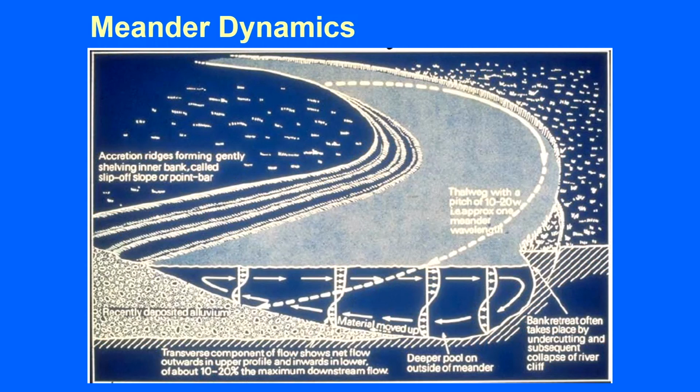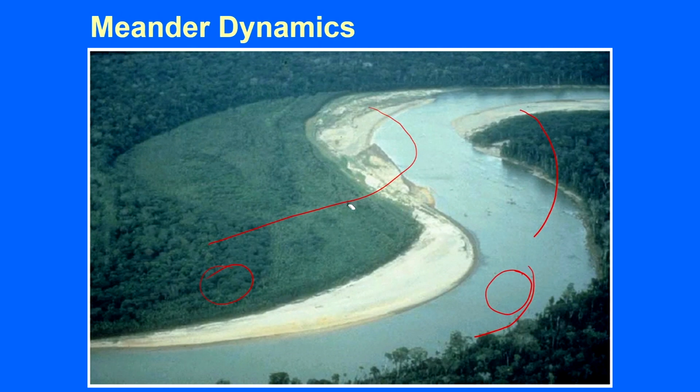Meandering dynamics, as I explained, mainly is that if you look at the outer edge, you will find that it is deeper and the currents are stronger, the velocity is higher here. Whereas on this side, the inner part, it will be lower, and the depth will also be less compared to that.